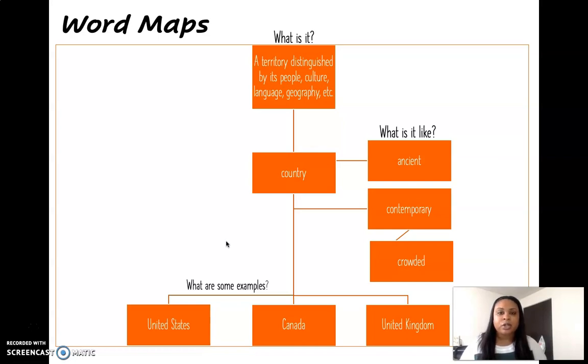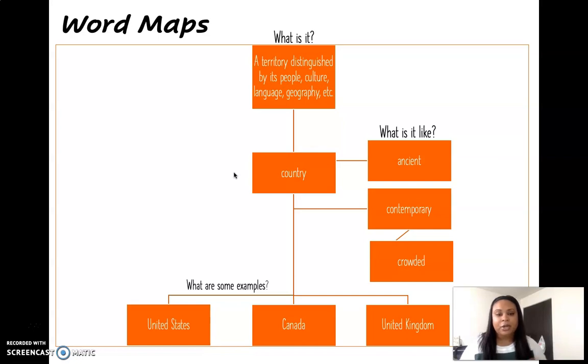Okay, our first important question is, what is it? So a student will have to tell the definition of the word that's being used in the center of the word map. What is it like? This can be referred to as characteristics. Okay, and our third question is, what are some examples? A student will be required to give a few examples for the word that's being discussed.